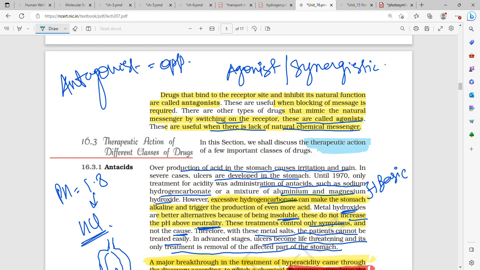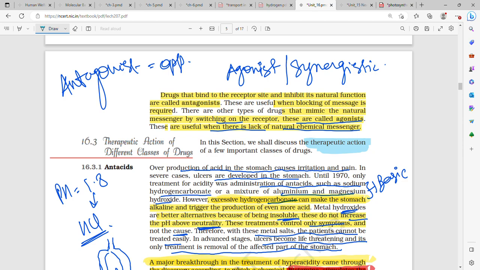So when a drug binds to the receptor and inhibits its natural function, that is, if some function is about to take place and the drug binds to the receptor and sends a message to inhibit it, then those drugs are called antagonists. They are useful when blocking the message that is required.